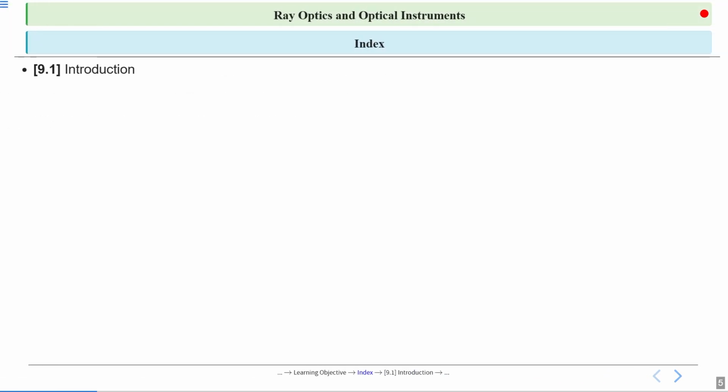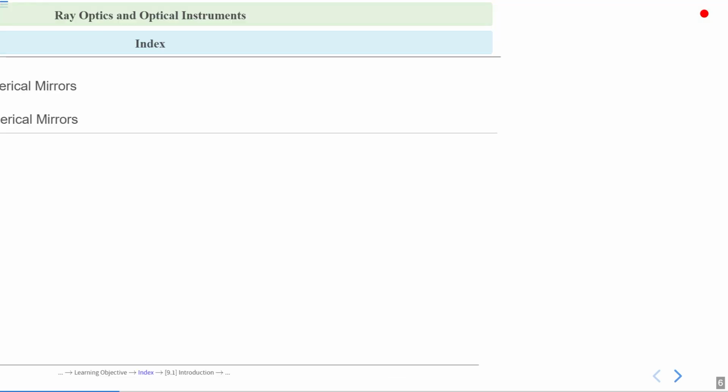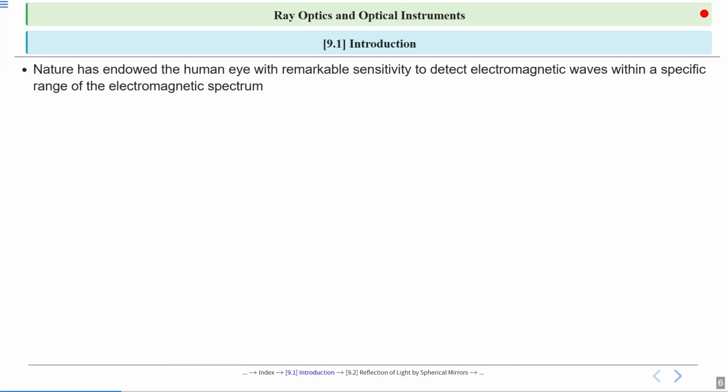The index of topics that we are going to cover today: NCERT section 9.1 introduction, NCERT section 9.2 reflection of light by spherical mirrors, NCERT section 9.2.1 sign convention, and NCERT section 9.2.2 focal length of spherical mirrors. So let's begin with the introduction.